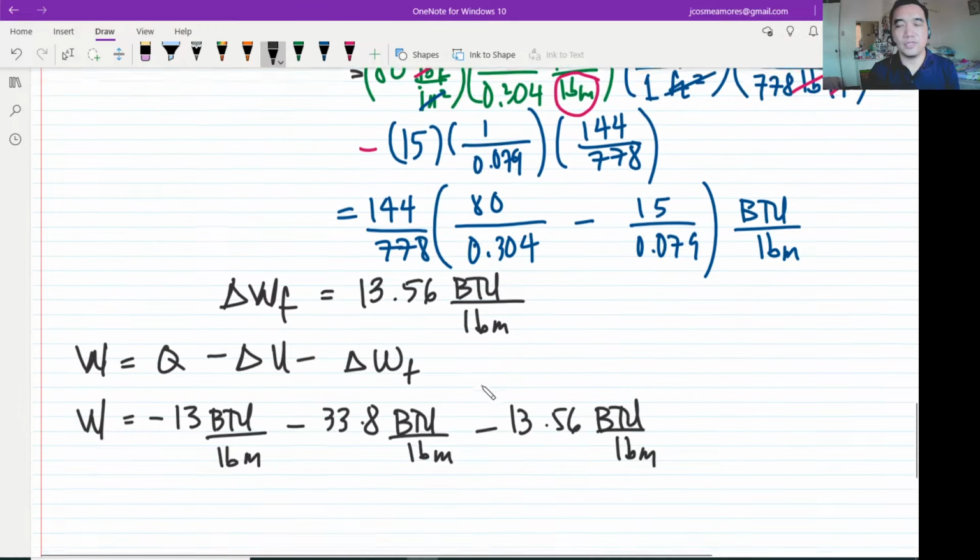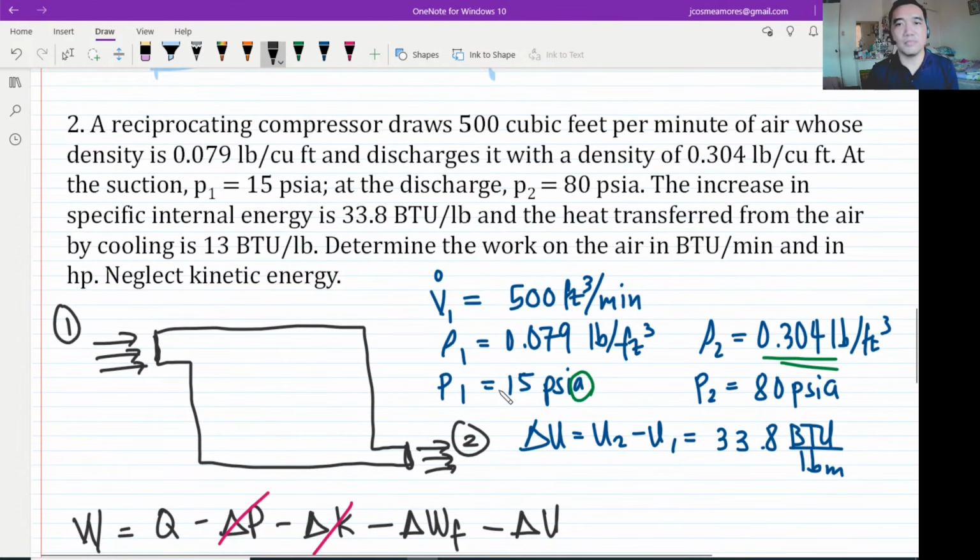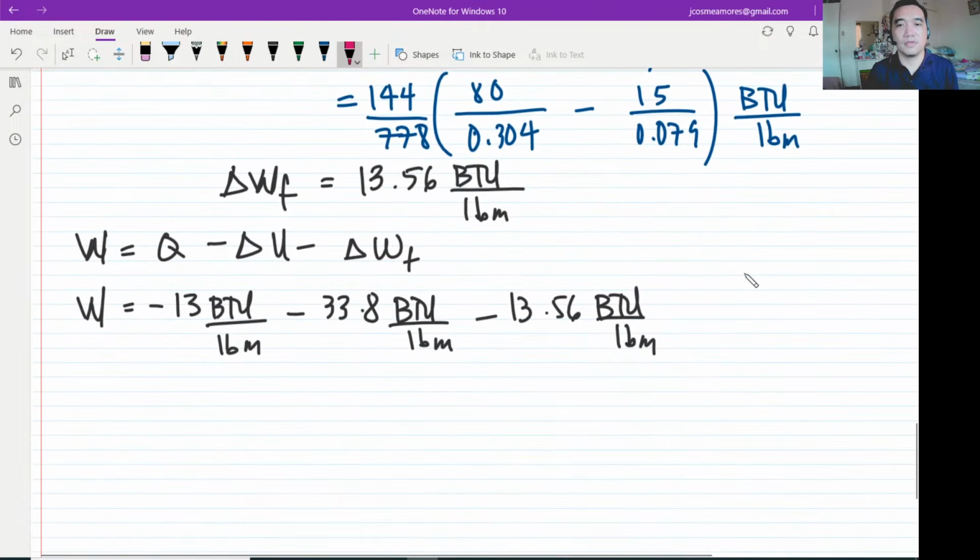Obviously, it's negative. Why is it negative? In the problem, it's already stated that we have to determine the work on the air. Now, if it's work done on the system, then that would be negative. If it's work done by the system, then that is positive. Okay? So the negative sign is just a sign convention.